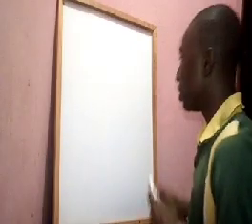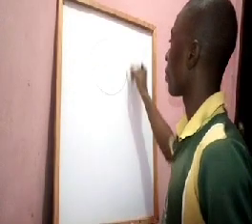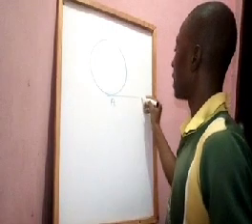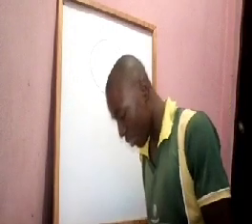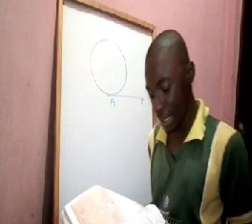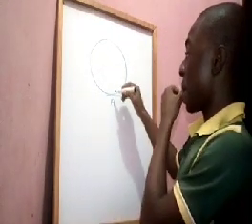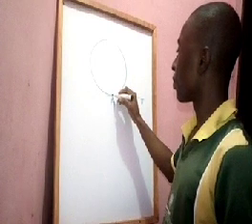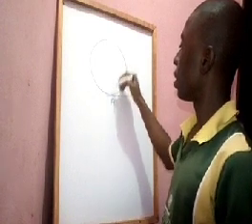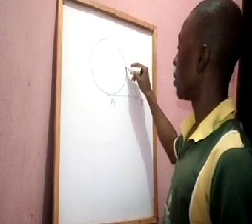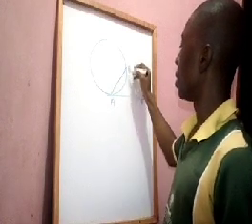The question says AT is a tangent to a circle ABCD. Let this be the circle ABCD, and this will be AT, with A the point of contact. We are again told that angle BAC equals 64 degrees. Let this be B, from B to A, and B A C.